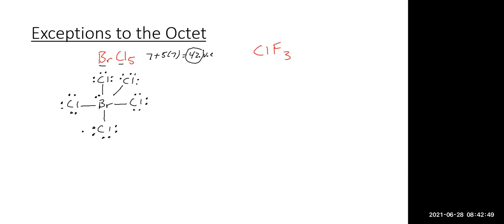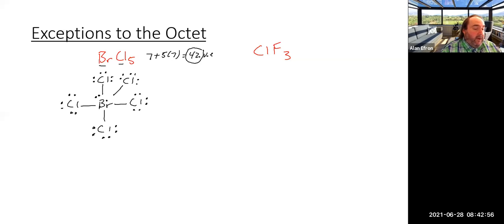Any questions on that there? And that should now be our correct structure. Everybody has 8. The chlorines have 8. Bromine, which if you look on the periodic table is below sulfur, has the ability to do the expanded octet, which it did in this case.